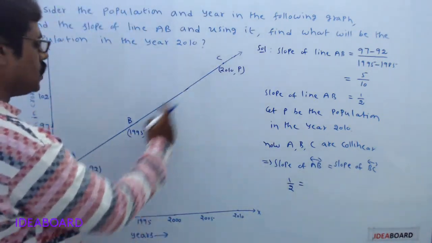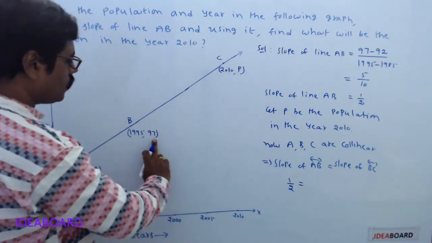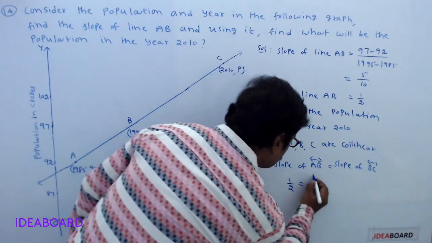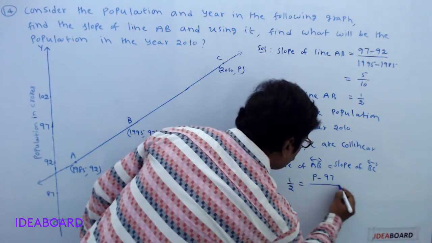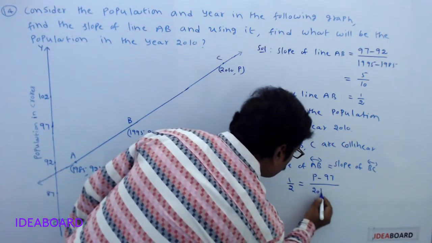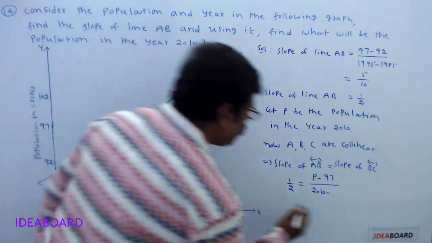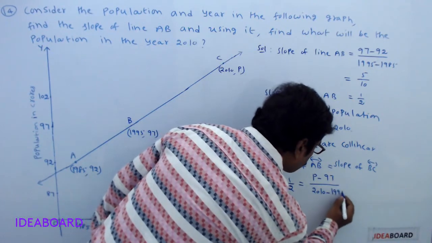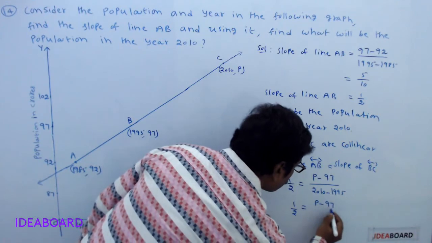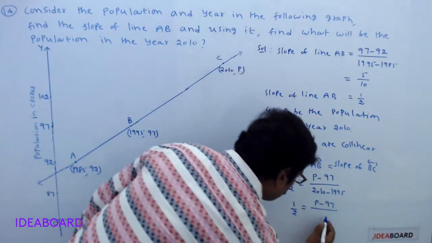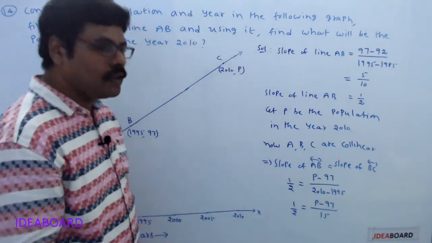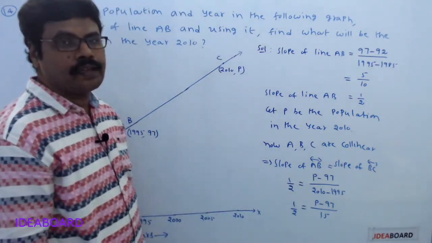So slope of BC is y2 minus y1 divided by x2 minus x1. So it is P minus 97 divided by 2010 minus 1995. So from this, half equals P minus 97 divided by denominator value 15. Then do the cross multiplication. We will get the value of P.